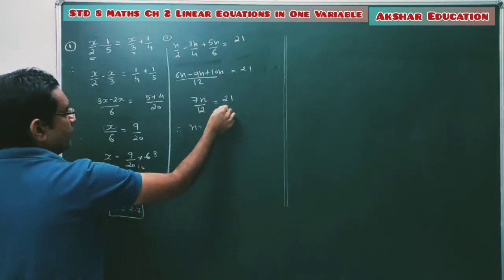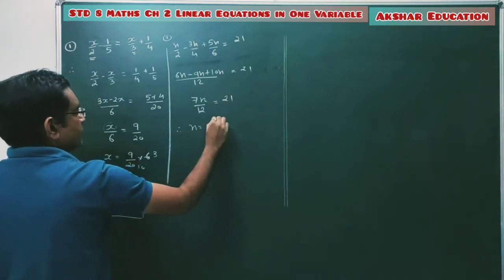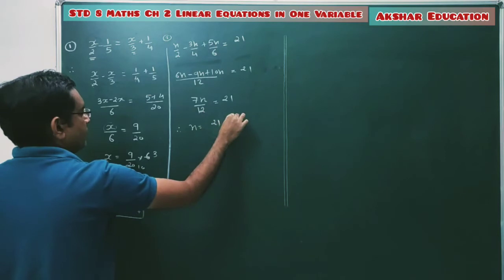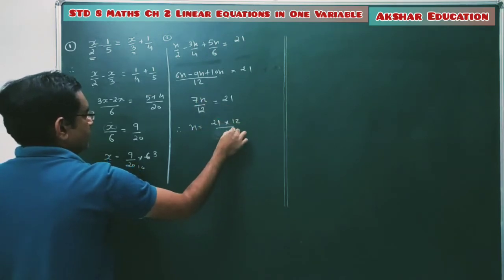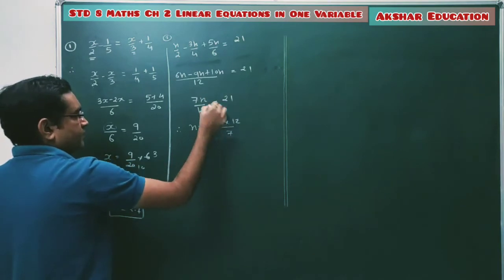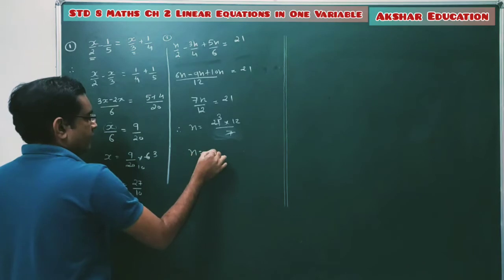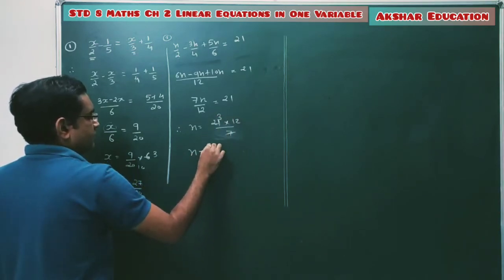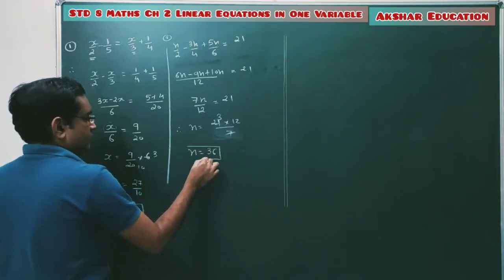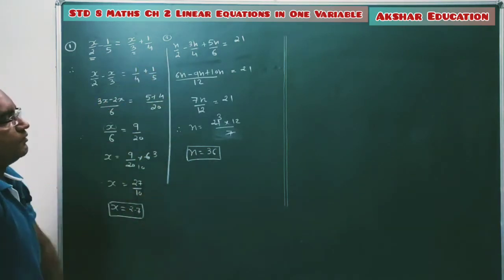N equal to 21, this 12 is going to multiplication, this 7 comes into the division. 12 goes up in the numerator and this 7 comes in the denominator. 7 3s are 21. So here we are getting the value of n. 12 3s are 36. So n equal to 36 is the solution of this given equation.